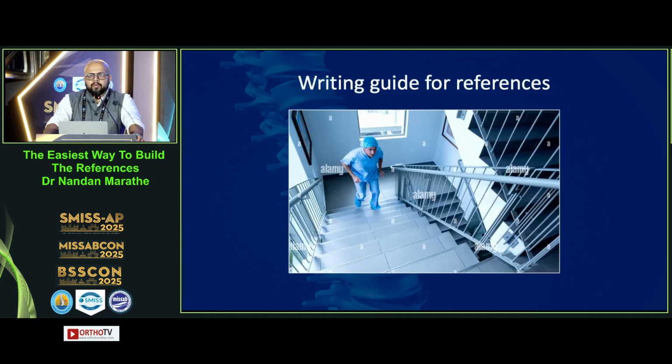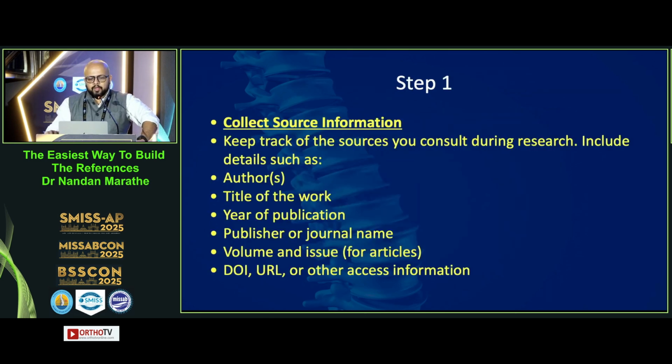So to write your references, I have tried to prepare a stepwise guide. The first step is collecting source information. While you're writing your research paper, keep track and compile all the sources that you're using. These sources should have all the basic information, that is the title of the work, the year of publication, what journal it was published in, and some access information like the DOI or the URL.